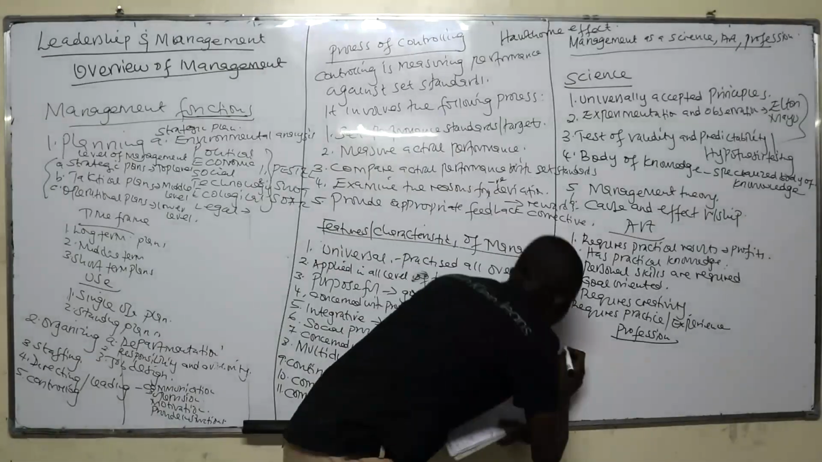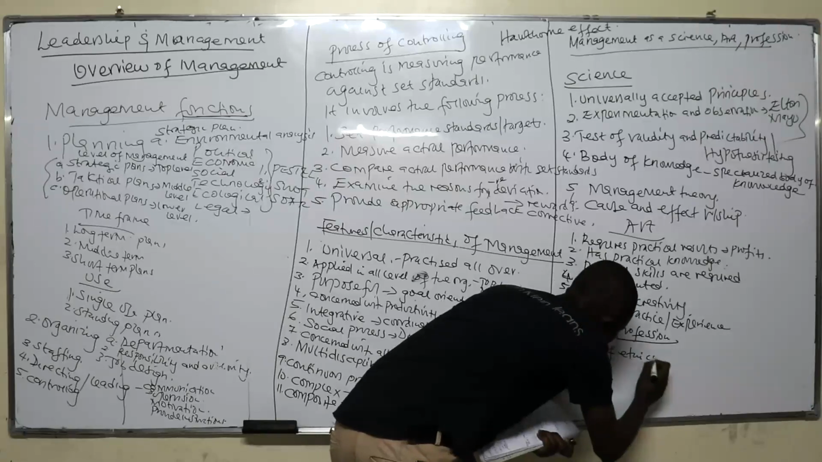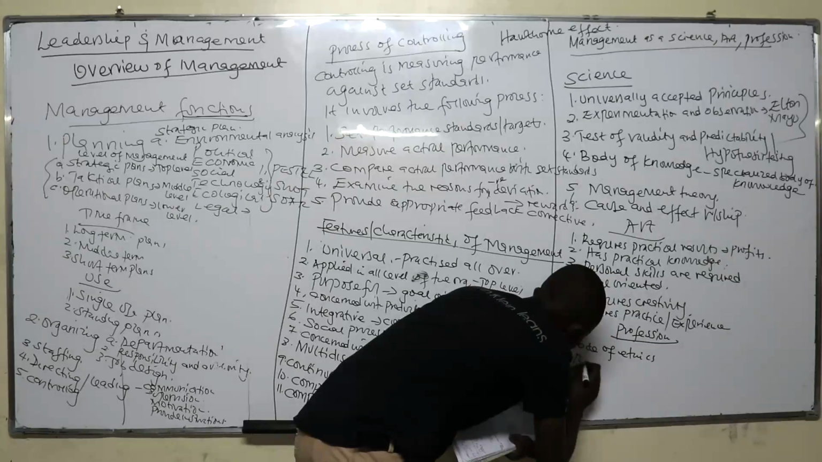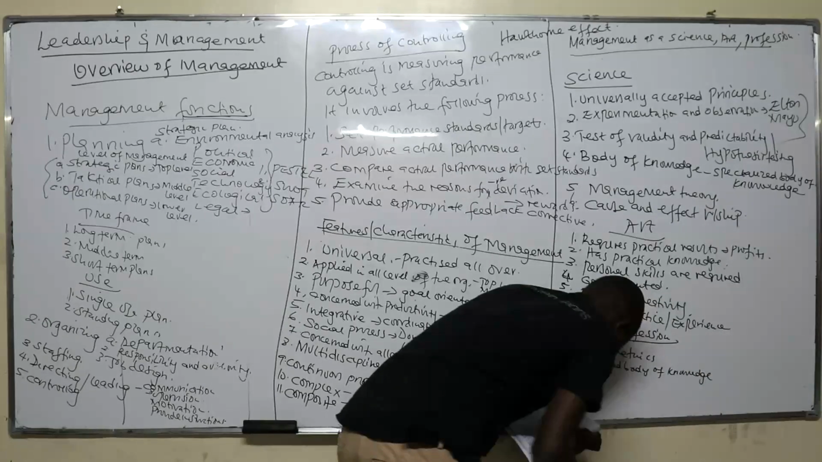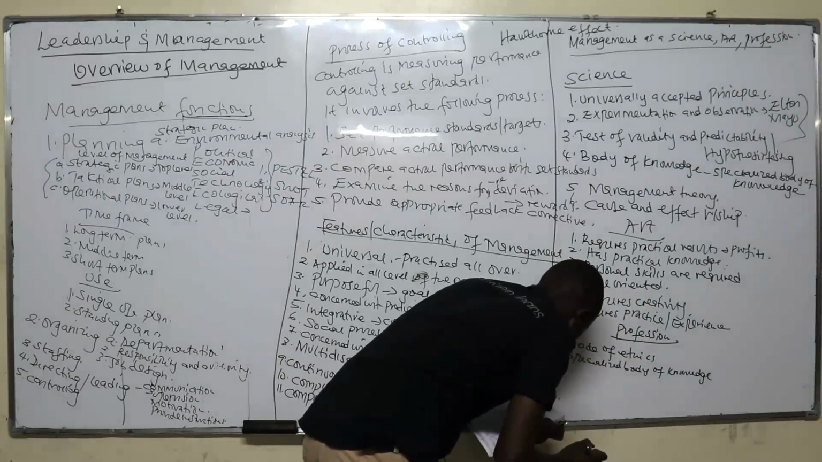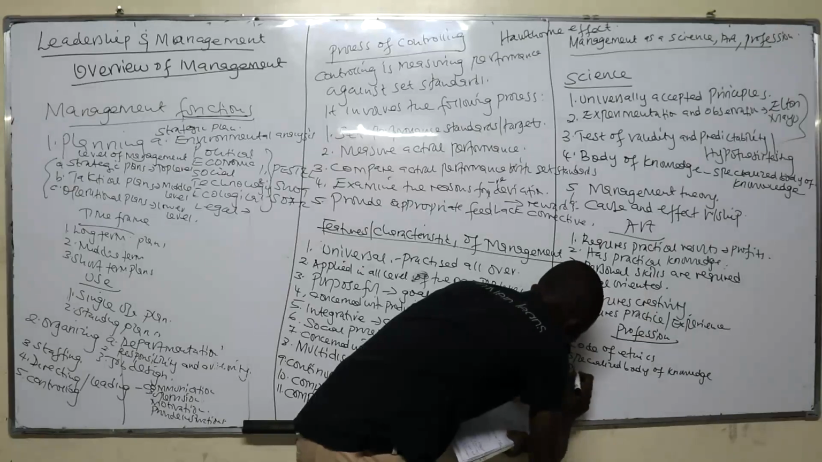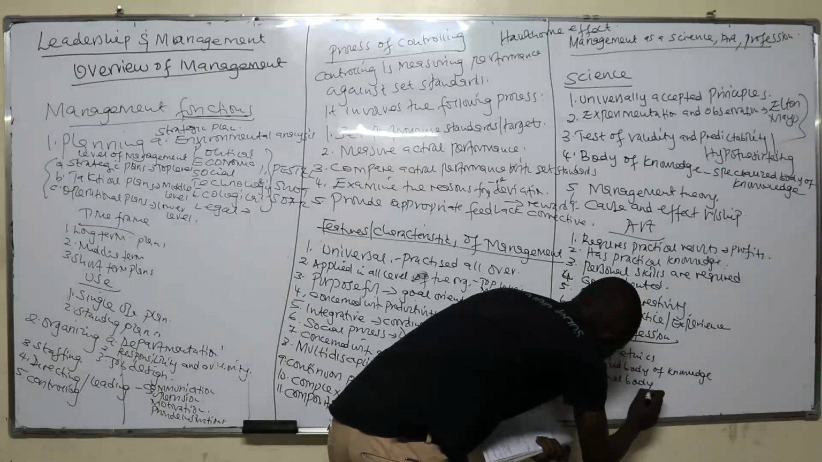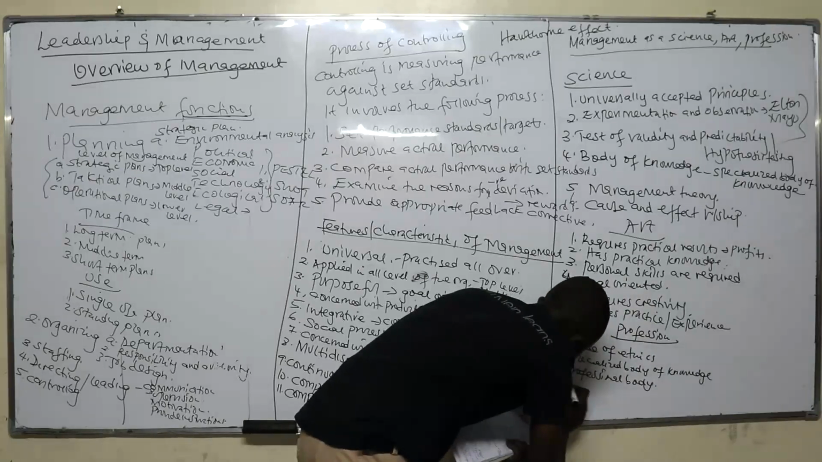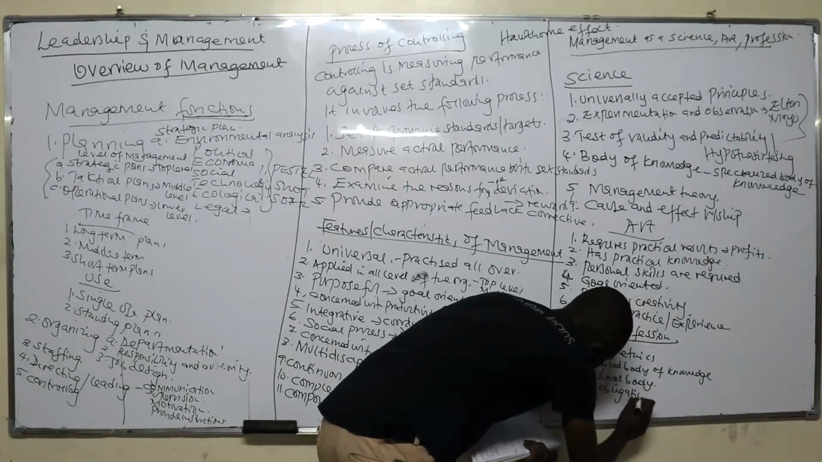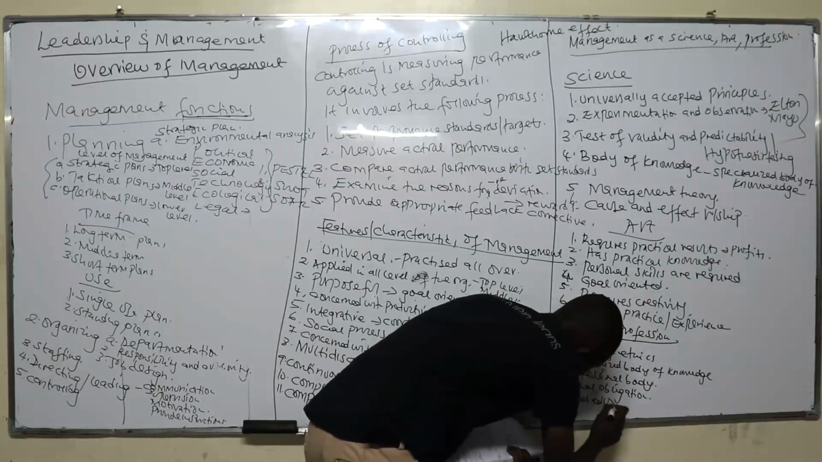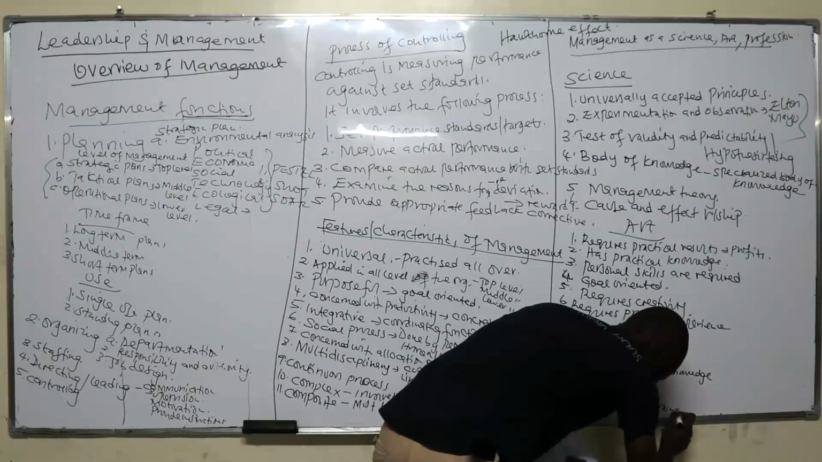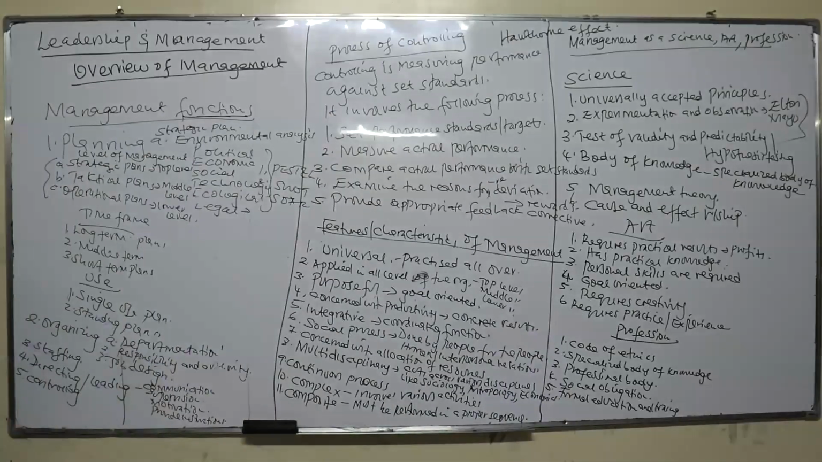Thank you for that. So one is code of ethics. Two is specialized body of knowledge. Three is professional body. Four is social obligation, social obligation to give. And finally is formal education and training. You need to learn management skills for you to become a good manager. Is that okay? So that's what makes it a profession.